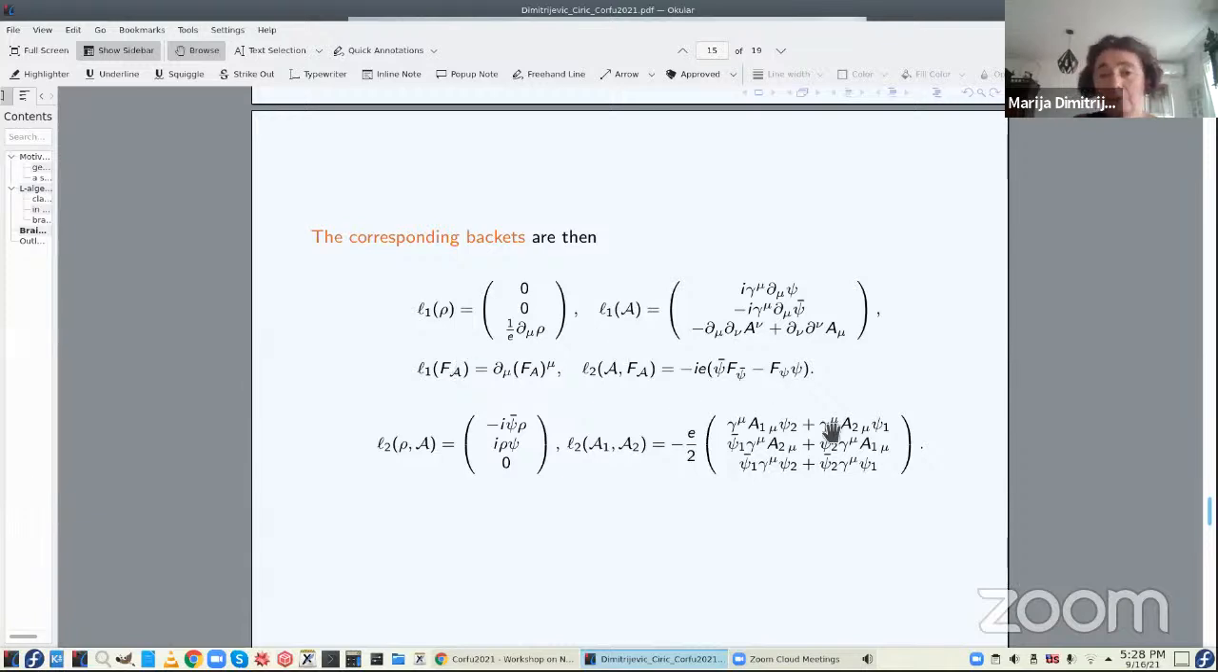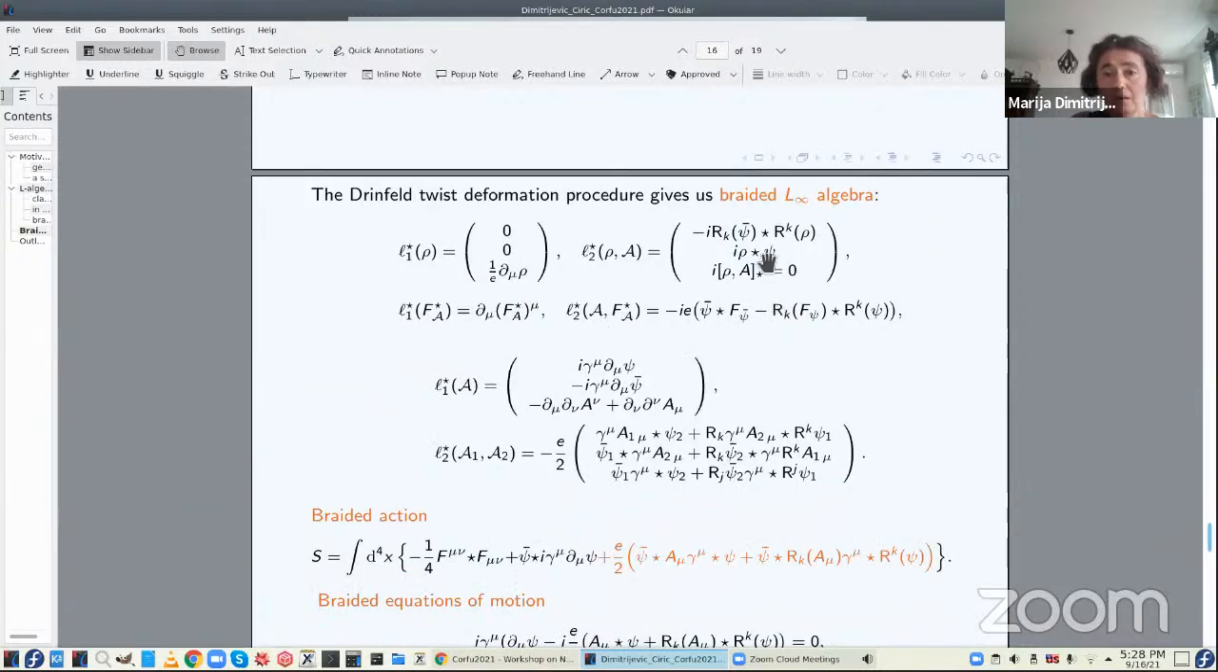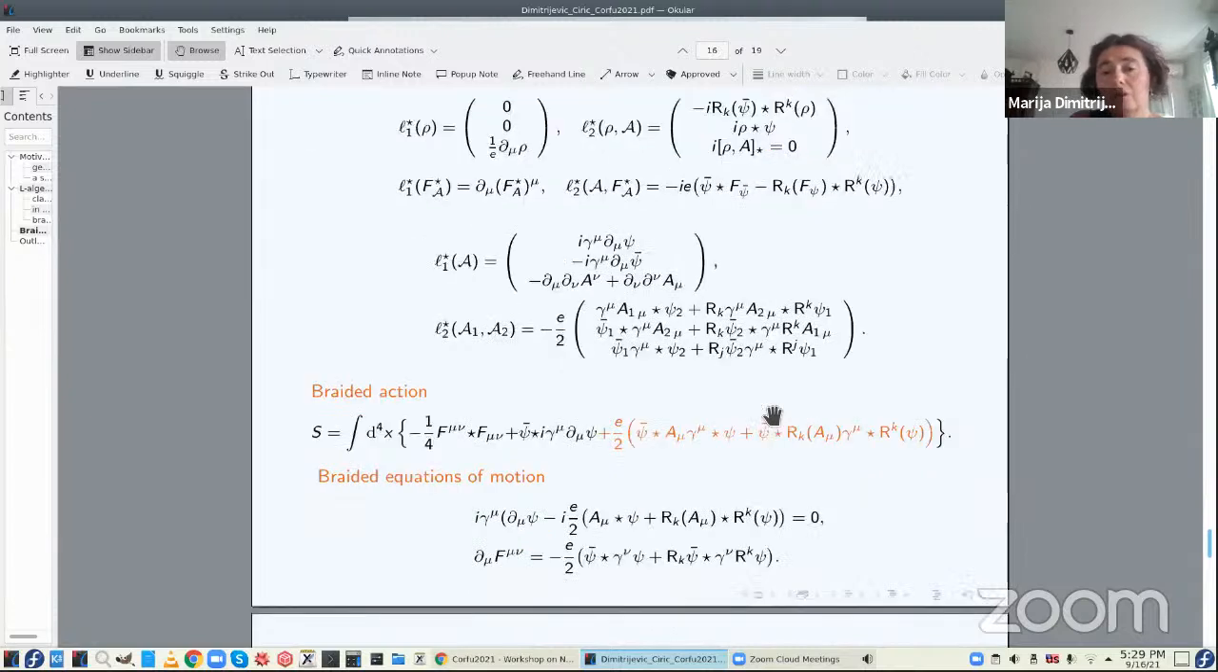So this is the classical L-infinity algebra, and we deform it just by putting stars everywhere and corresponding R matrices everywhere. So this is the braided L-infinity algebra. Like I said, stars and R matrices when we change the order of fields. So for example, here A1 psi 2 and A2 psi 1, there is an R matrix here. And then following the prescription for how we define the action and the equations of motion and so on, we obtain the braided action from the L-infinity structure and the braided equations of motion.